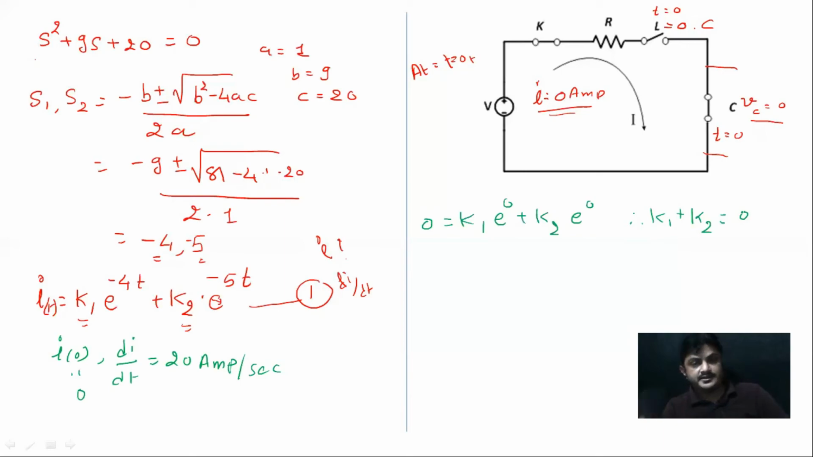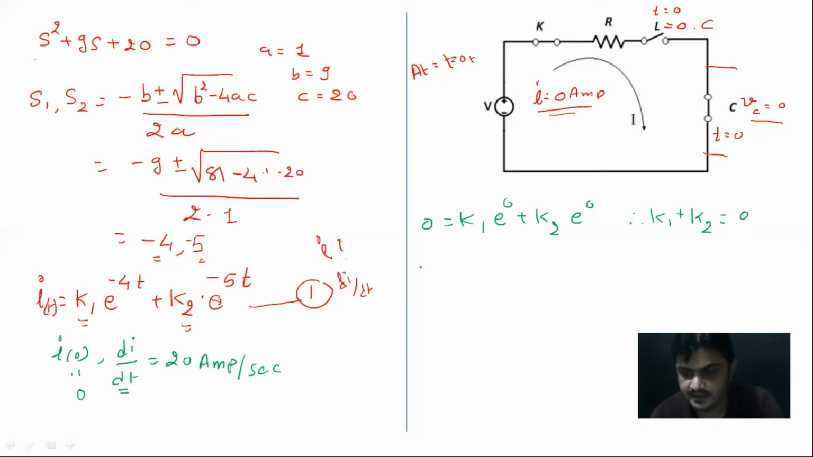Now I need another equation to calculate the second constant. Remember, you have two variables, k1 and k2, so by using only a single equation, you cannot solve it. So let us consider our second part. Let me differentiate this equation, because we have a value at time t equal to 0 for the rate of change of current.